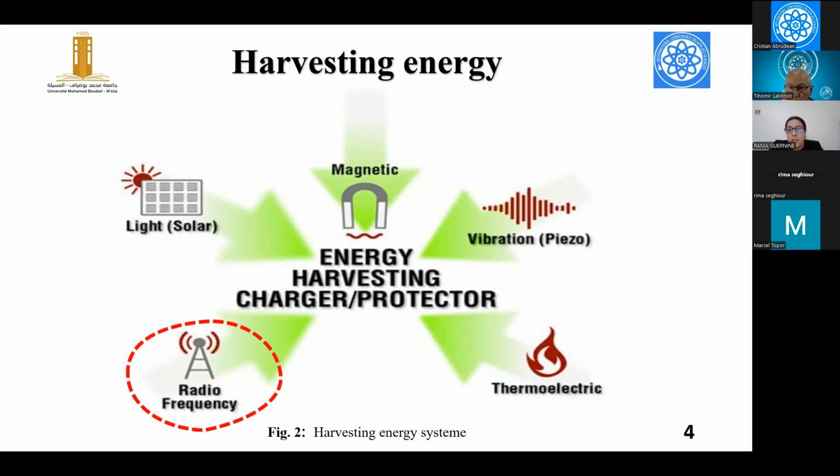Also, with this technique, we can avoid RF pollution. It means we can avoid interference with electromagnetic waves. Also, the health of the people becomes safer. The answer to the second question is how we can harvest this energy.